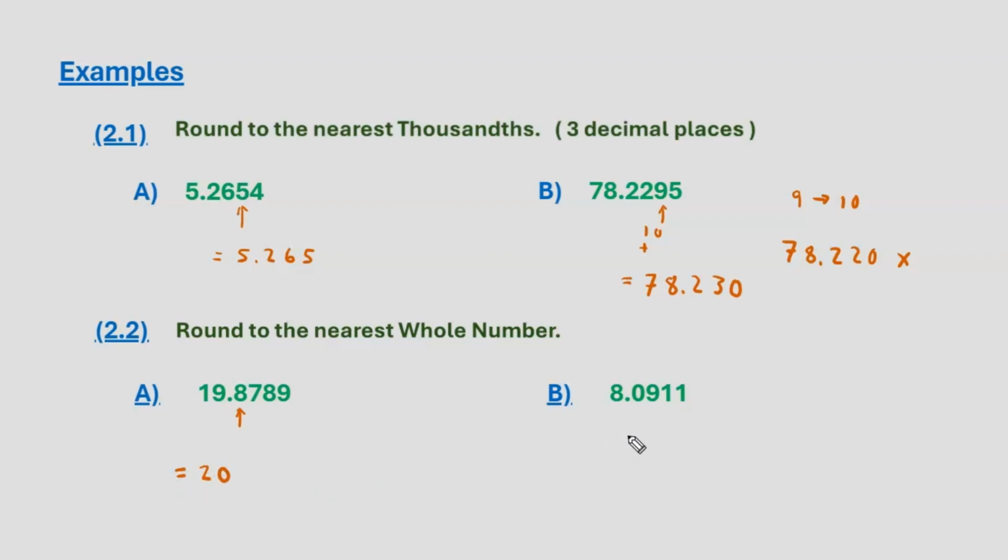Now we look at example B, the digit immediately to the right of the decimal point is 0. This is 4 or less, so this decimal number gets rounded down to the whole number of 8 by itself. And now both numbers in A and B have been rounded to the nearest whole number.